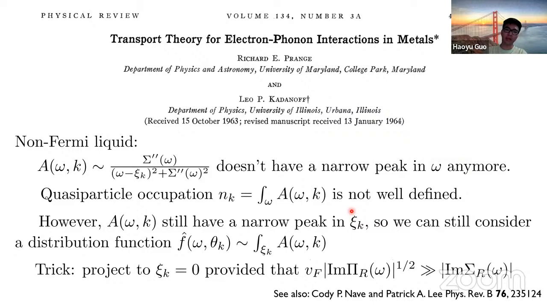Right. So let me talk about how to think of this problem. The trick that we have used actually comes from a very old paper, decades ago, by Prange and Kadanoff. In this old paper, they were studying the problem of electron-phonon interaction in metals. But the difference is that the temperature is very high, so the phonon scattering can also be strong, strong enough to actually destroy the fermionic quasi-particles.